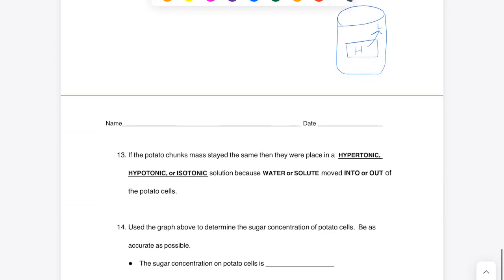So when are potato chunks going to stay the same? They're going to stay the same when placed in an isotonic solution because water and solute are not moving in and out. So I actually don't like any of these, but it's the water. And I would change that to water is moving in and out of the cell in equal amounts. That's what equilibrium is, when water is moving equally in both directions.